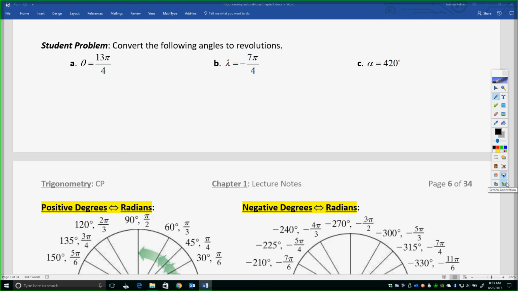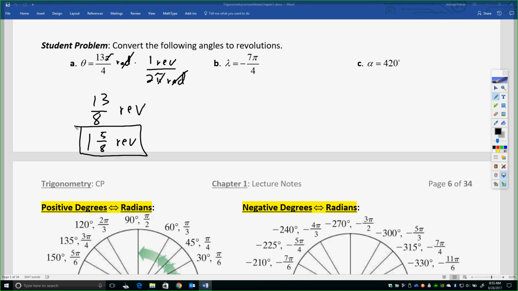Okay, let's try the student problems. This is in radians. So multiply that by 1 revolution over 2 pi radians, which cancels, and the pi's cancel. So I get 13/8 of a revolution, which is 1 5/8 of a revolution. That means we almost made it 2 times around.